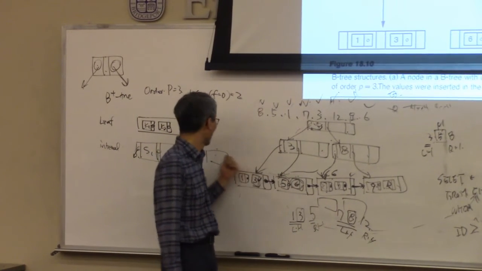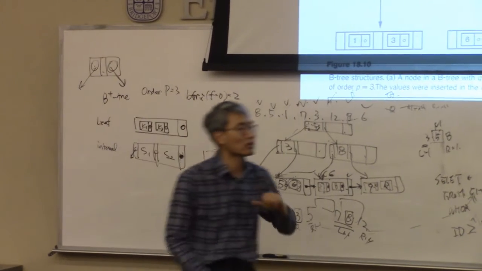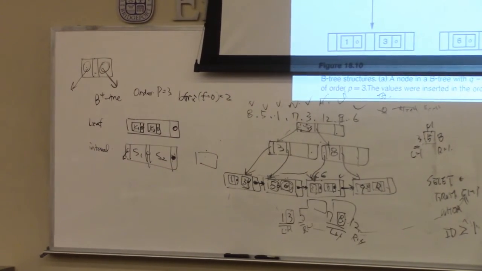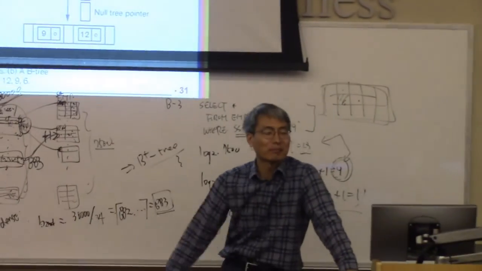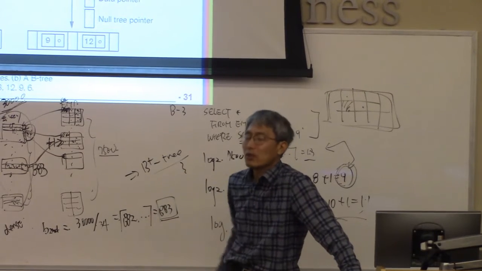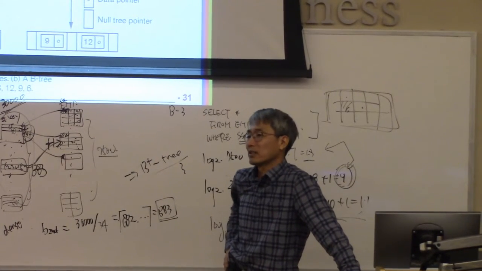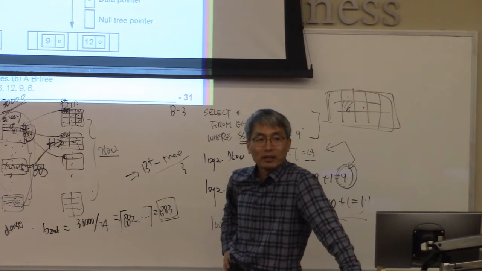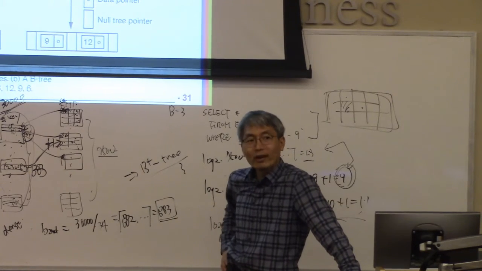Okay, so this is called the sibling pointer. So this is a B plus tree. This B plus tree is exactly 99.99% the same as the real B plus tree used in the relational database management system. As you can see, simple, it works well.